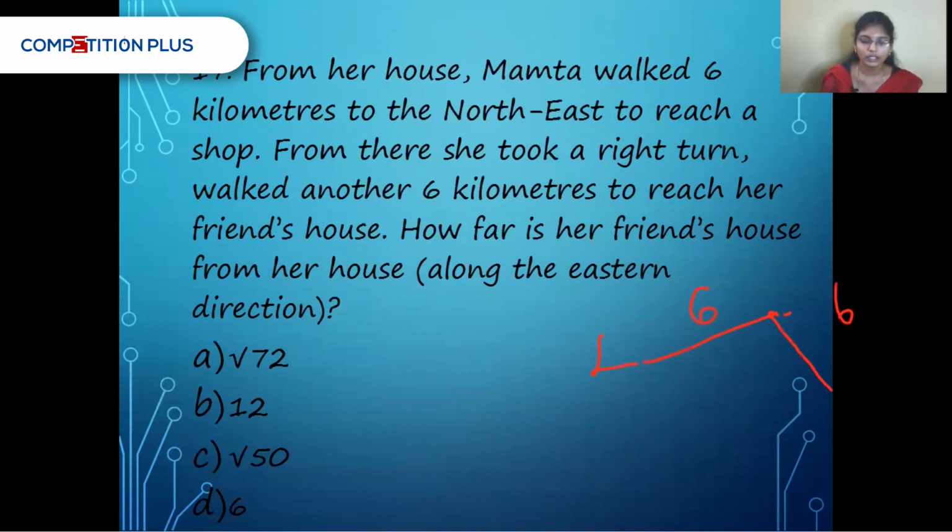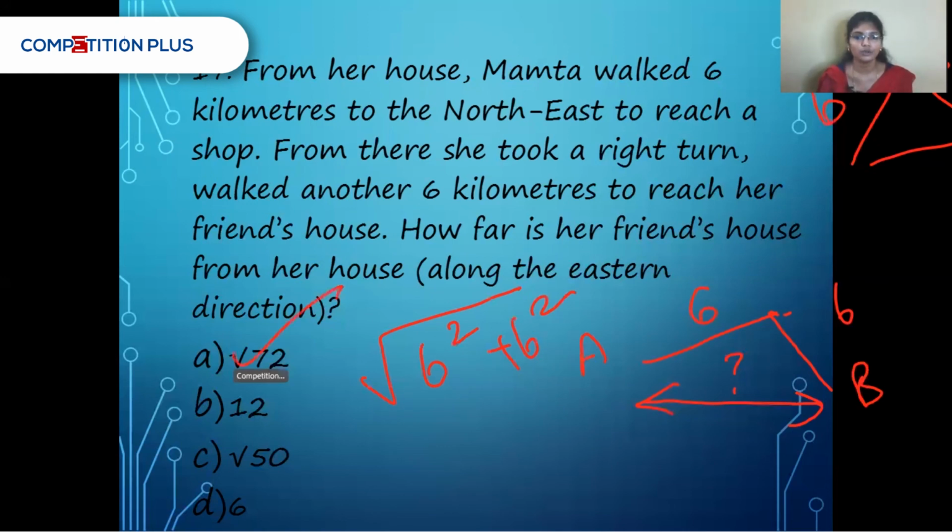So this is the journey of Mamta from A to B. They are asking for the distance between A and B. This forms a triangle, which is nothing but a right angle triangle. Use the Pythagoras theorem and solve it. The hypotenuse is the square root of the sum of squares of the other two sides: 6 squared plus 6 squared, which is root 72. Option A is the correct answer.